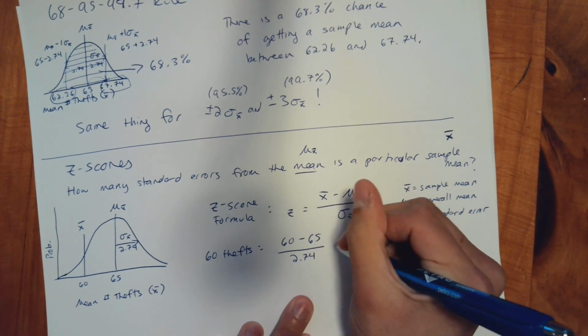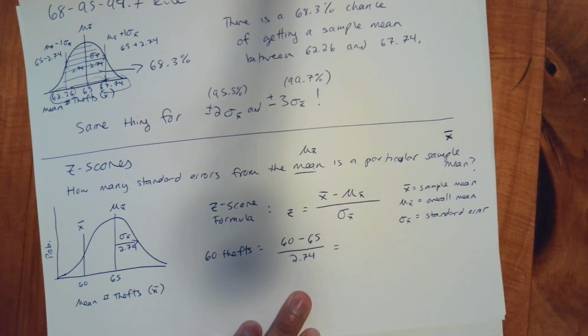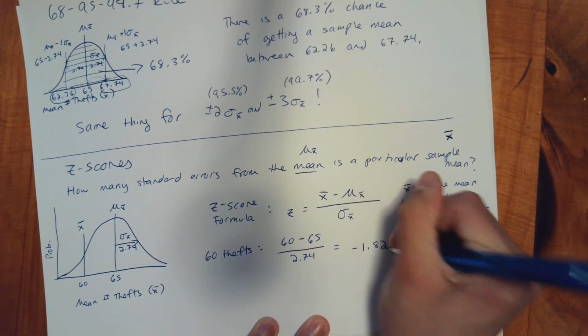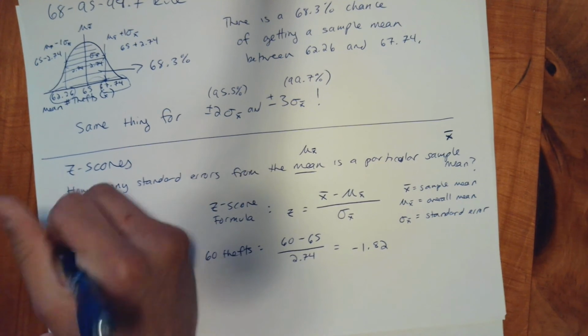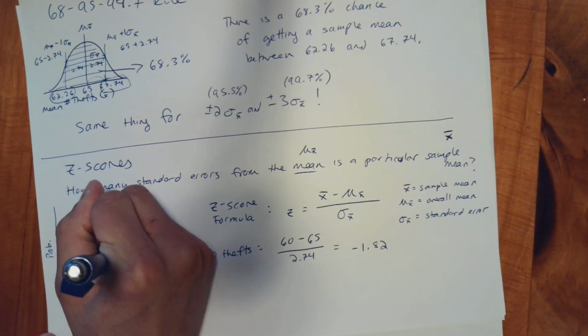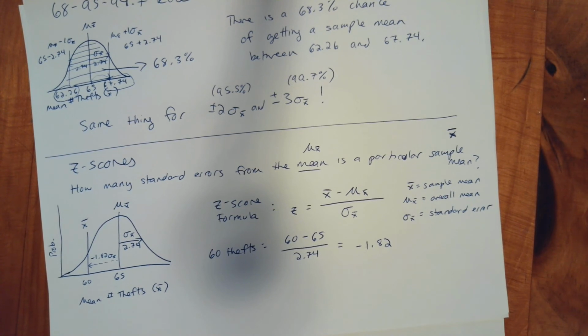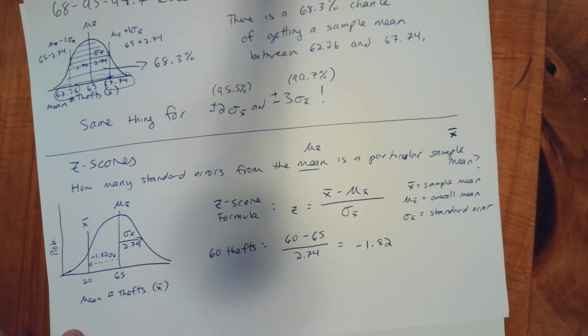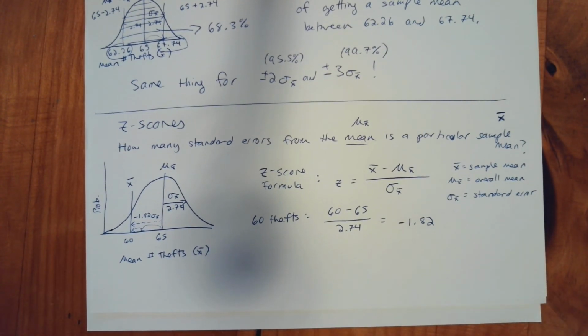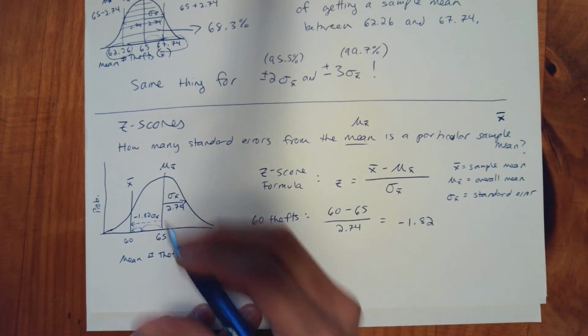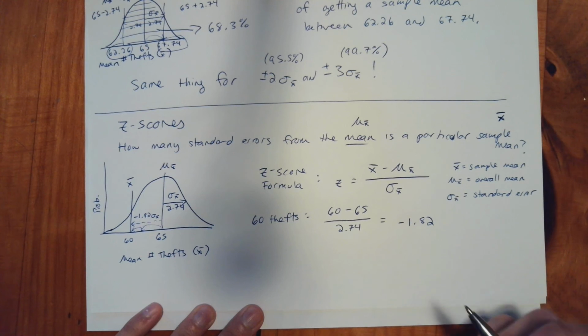So now that we have this stuff plugged in, we can do the math, and 60 minus 65 over 2.74 comes out to negative 1.82. This tells us that we are negative 1.82 standard errors away from the mean, going towards the left. So if you're counting in standard errors, or jumps of 2.74, you're 1.82 jumps away from the mean here. This also means that if you were to convert everything into z-scores, you could describe this using a standard normal distribution.